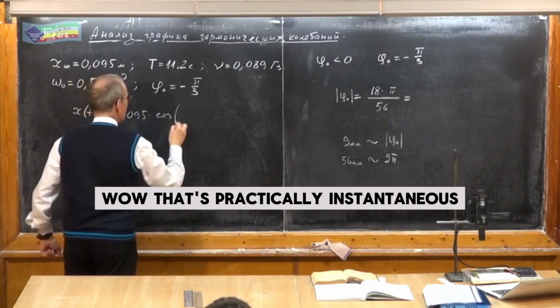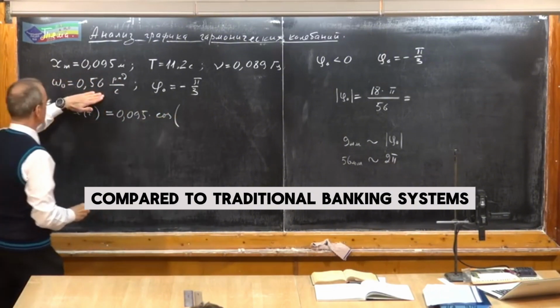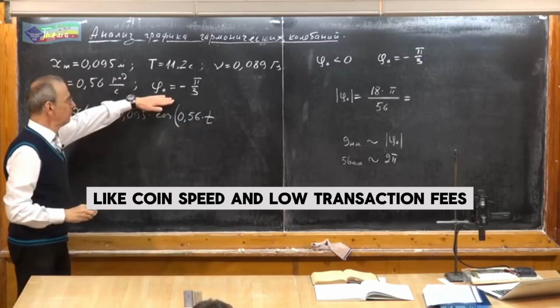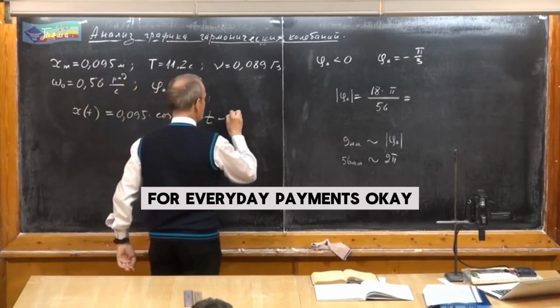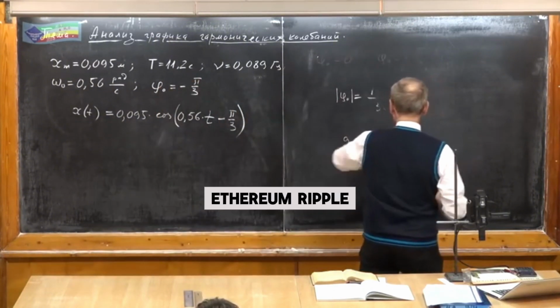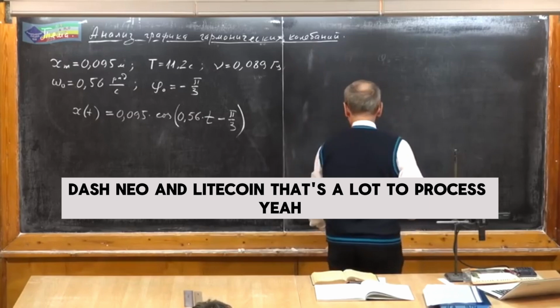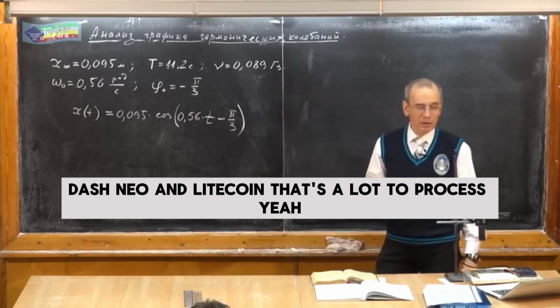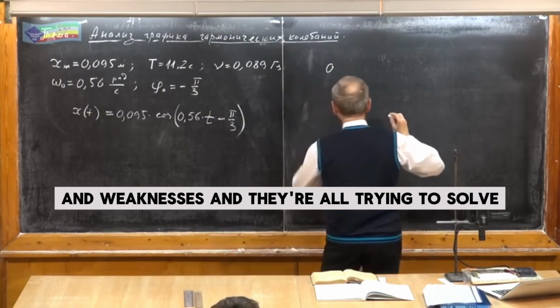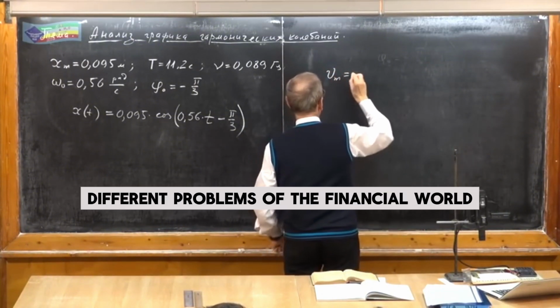Wow, that's practically instantaneous. Compared to traditional banking systems, that's lightning fast. Exactly. Litecoin's speed and low transaction fees make it an attractive alternative for everyday payments. Okay, so we've covered Bitcoin and 5 major altcoins: Ethereum, Ripple, Dash, NEO, and Litecoin. That's a lot to process. Yeah. It seems like each one has its own unique strengths and weaknesses, and they're all trying to solve different problems of the financial world.